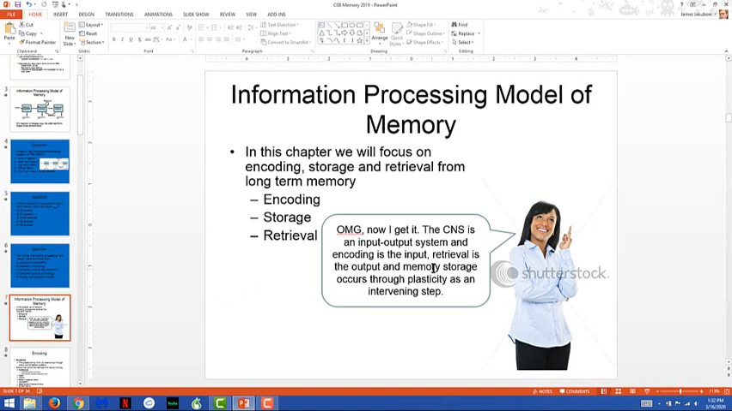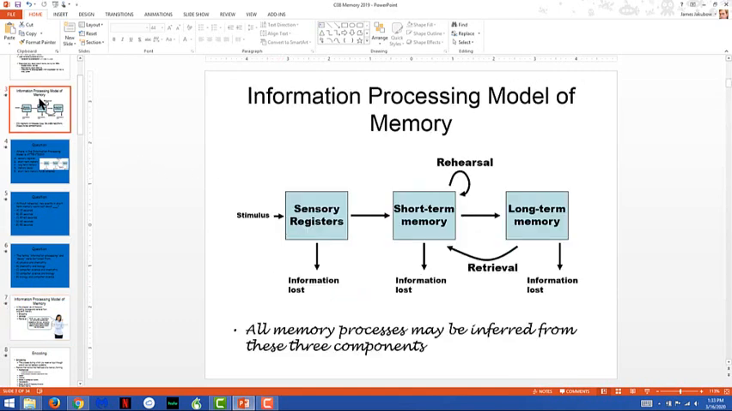And then finally, memory storage. Memory storage itself occurs through plasticity as an intervening step. Since Chapter 2, I've always referred to your brain's ability to modify itself so that you can establish new memories and form new patterns of behavior. And that is the component where you're actually referring to a long-standing, established change in your nervous system, which constitutes what your long-term memory is.